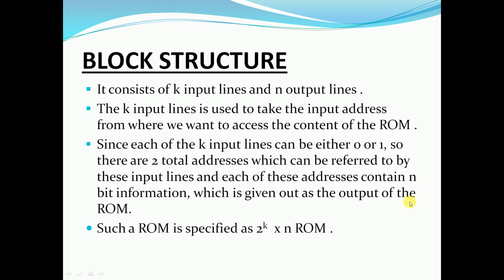The k input lines are used to take the input address from where we want to access the content of ROM. Since each of the k input lines can be either 0 or 1, there are a total of 2 raised to power k addresses which can be referred to by these input lines, and each of these addresses contains n bit information which is given out as the output of the ROM. Such a ROM is specified as a 2 raised to power k cross n ROM. 2 raised to power k cross n is specified as the size of the ROM.